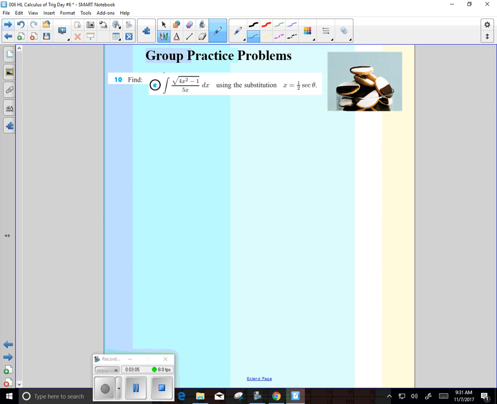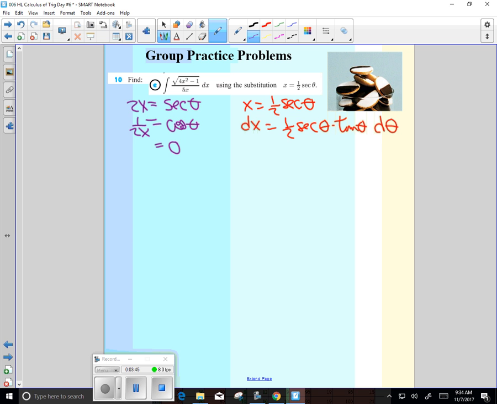Let's try another one. You try this one. So looking at the second one, not a bad idea to go 2x. Well, do this first. You have x equal to 1/2 secant theta. dx is going to be 1/2 secant theta tangent theta d theta. And then you may even want to solve for theta. 2x equals secant theta. I like cosine theta is 1 over 2x. So theta is going to be the inverse cosine or arc cosine of 1 over 2x. Good place to start. These two are going to be used later.